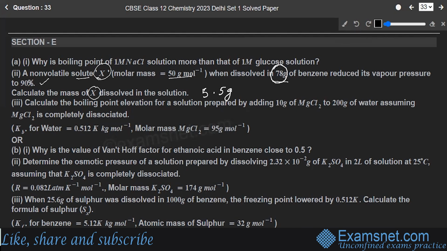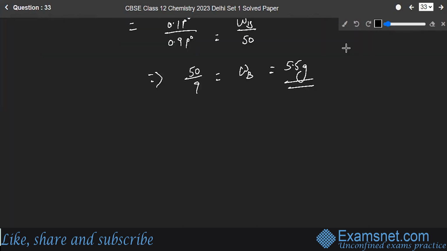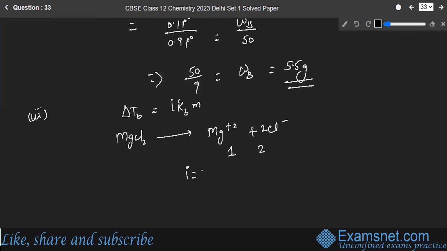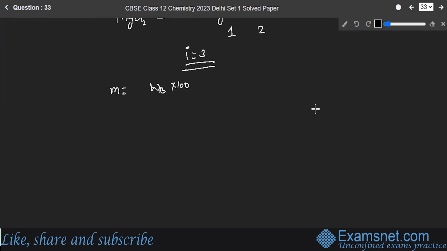Now the third part: calculate the boiling point elevation for a solution prepared by adding 10 gram of MgCl2, magnesium chloride, to 200 gram of water, assuming magnesium chloride is completely dissociated. Kb for water is given, and the molar mass of magnesium chloride is 95 gram per mole. We know that delta Tb is equal to i Kb into m. The reaction says magnesium chloride dissociates into 1 and 2 moles of ions, so i is equal to 3. Here m is WB into 1000 divided by the molar mass of B into the weight of A.